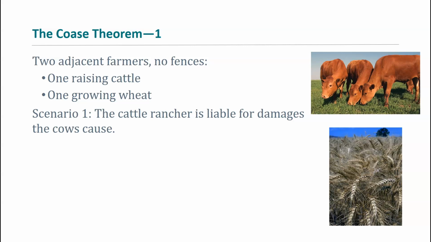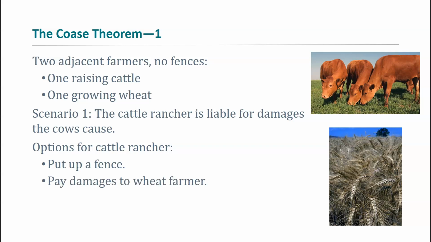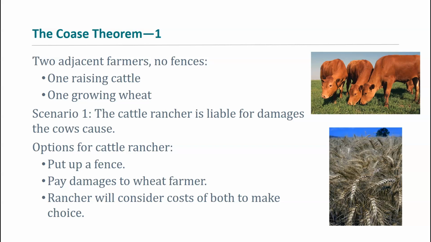Scenario one, the cattle rancher is liable for damages the cows cause. So we assign a property right to the wheat farmer. We say, no, this farmer has a right to grow his or her wheat uninhibited by the cows that live next door. And so, cattle rancher, if your cows cause problems to the wheat farmer's property, you're going to have to pay for it. You're liable for those damages. What is the cattle rancher going to do? The cattle rancher is likely to put up a fence. The other option is they have to pay the damages to the wheat farmer. So really they'll consider the cost of both and make their choice. If their cows aren't very hungry and aren't likely to eat the wheat, then they may choose not to put up a fence and just pay small damages for whatever small amount of wheat that their cows may damage. But most likely what's going to happen is the cattle rancher will put up a fence.